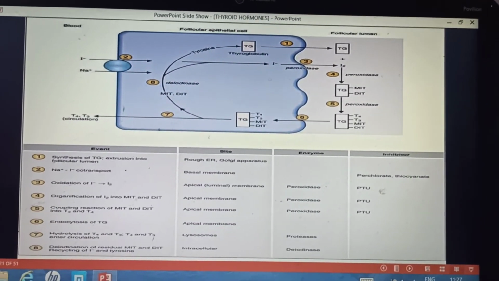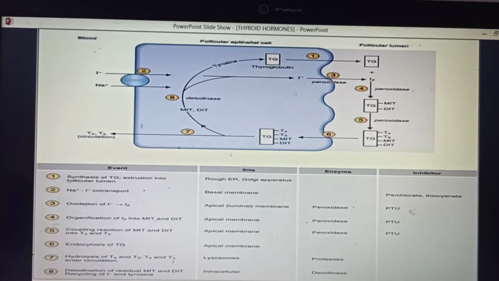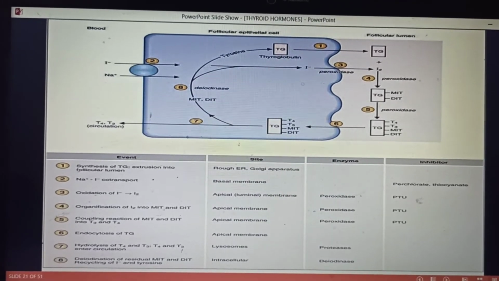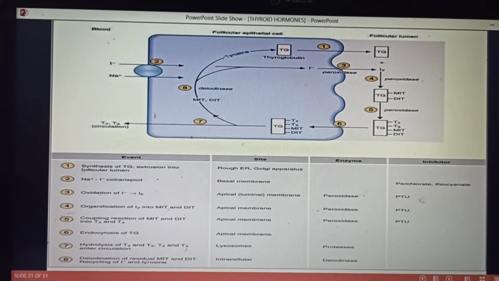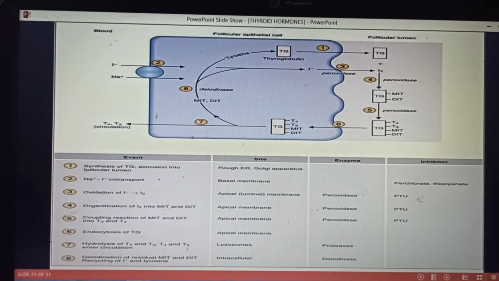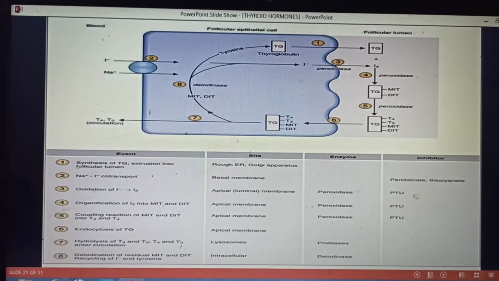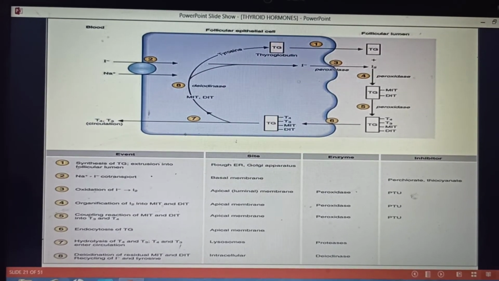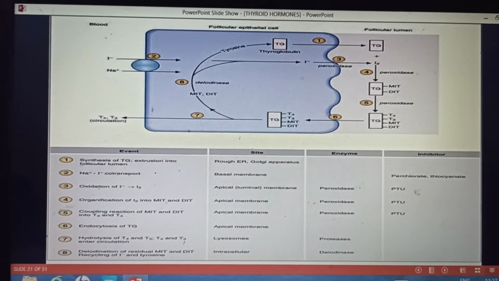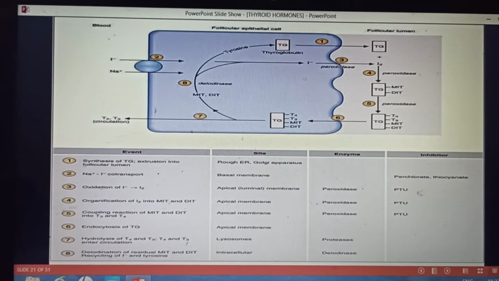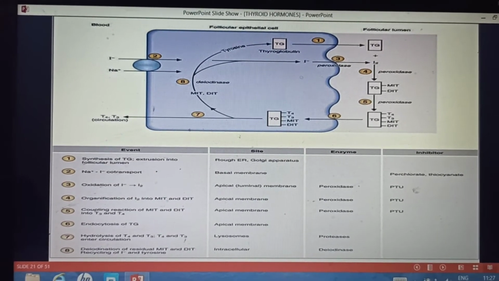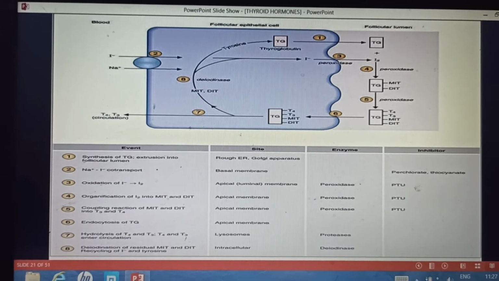Now in this slide also, all the steps are shown. We will just recall the events. Synthesis of the thyroglobulin. First is the iodide trapping. First step is the thyroglobulin synthesis. Second step is the iodide trapping via the sodium iodide symporter, which is located at the basement membrane of the follicular cell. So iodide is trapped, which is active transport.